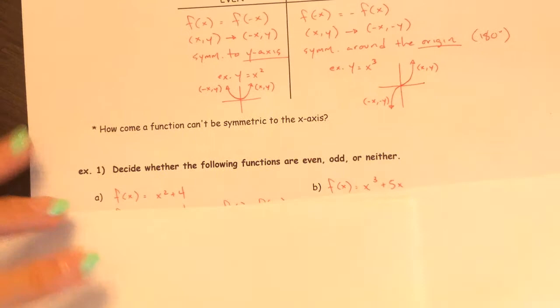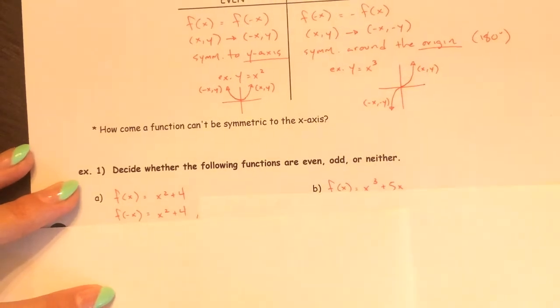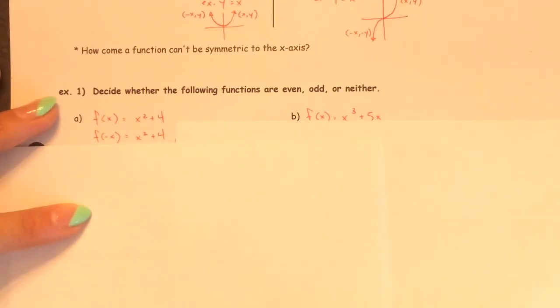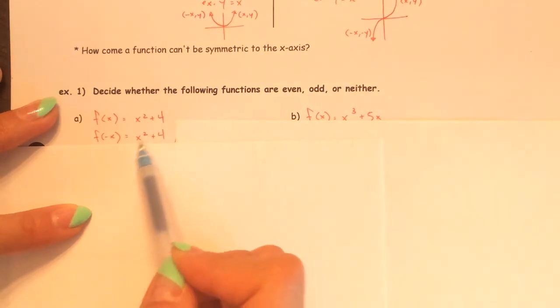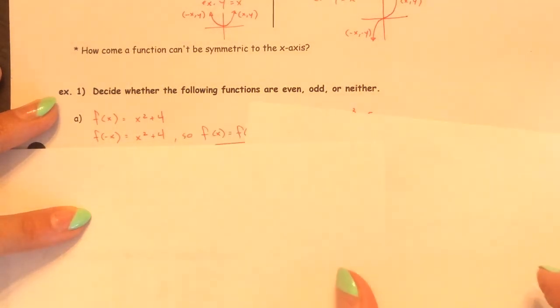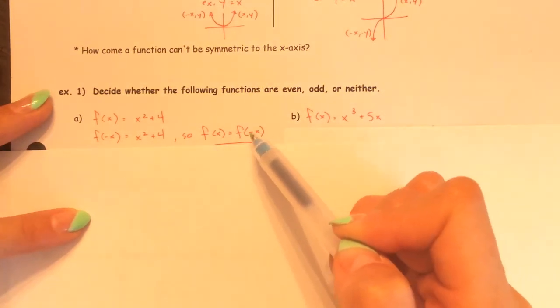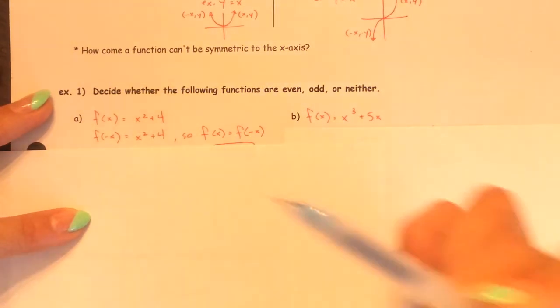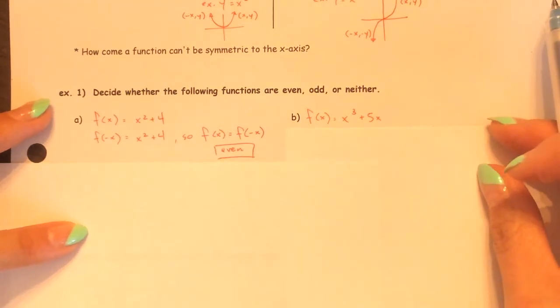So if I plug in a negative x, let's see what happens. I would plug in a negative x, I'd square it, and I'd get exactly the same thing. So that means when I plug in a negative, I still get exactly f of x. So that means it's an even function.